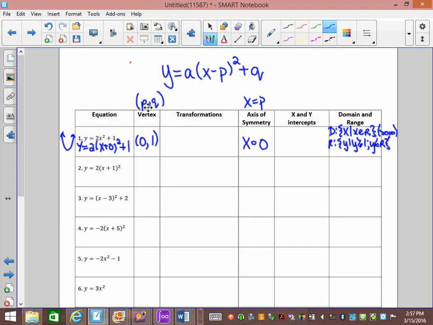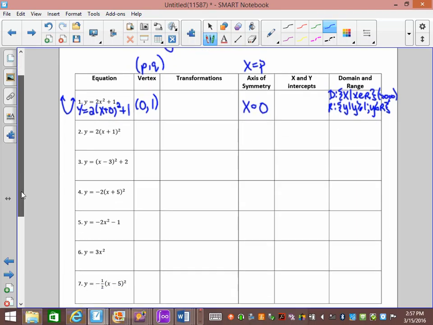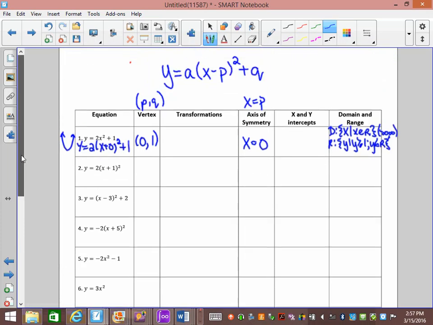How do I represent greater than or equal to 1 in interval notation? Okay, y is greater than or equal to 1. How can I represent that in interval notation? Treat it like it's a number line. How could I represent y is greater than or equal to 1 on a number line? Draw 1. It's equal to it, so I have a closed dot. And it's greater than it, so I go this way.